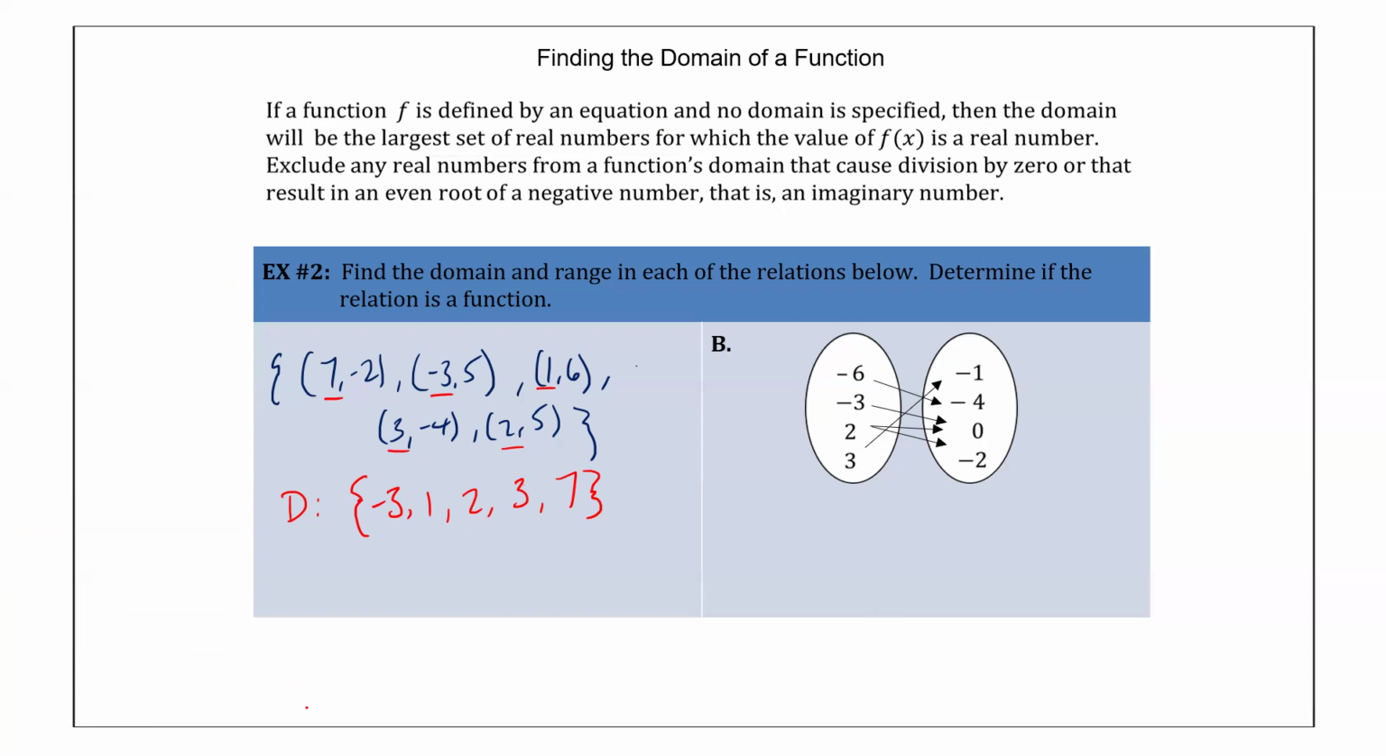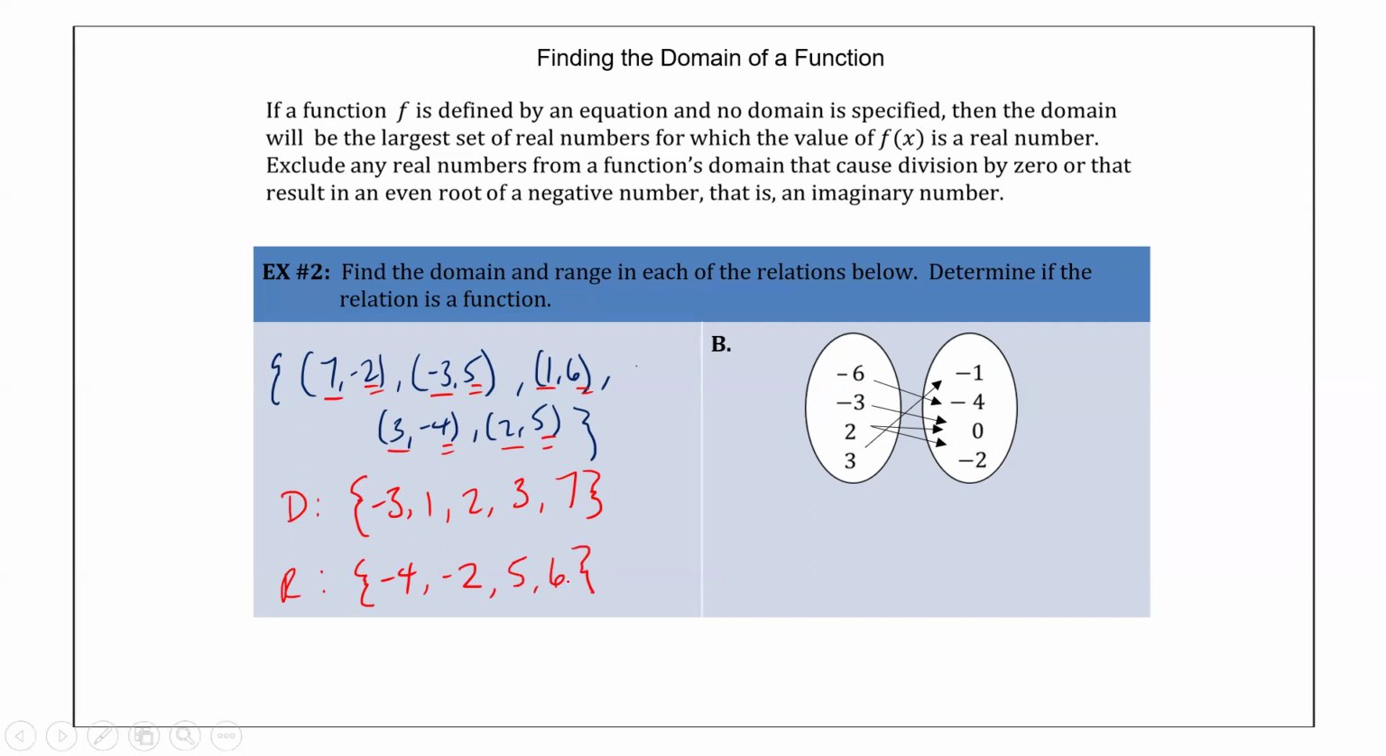Agreed? You're going to do the same for the range. So for my range, I'm now looking at my Y's. Notice that this time I have two 5s. Do I write them twice? No, you do not. You only list it out once. So what is my smallest Y value? -4, then 2, and then 5 and 6.